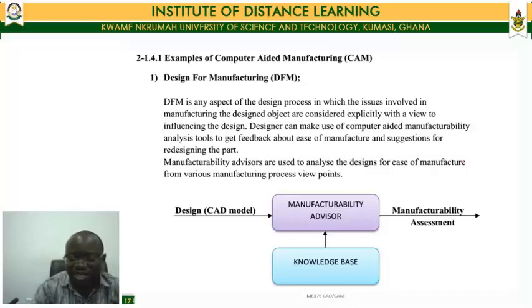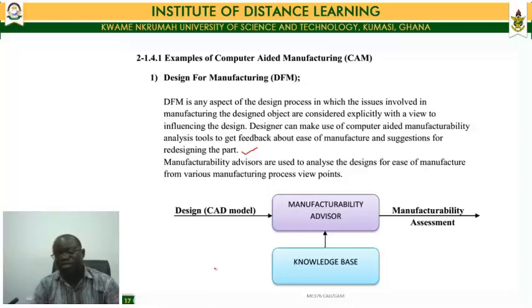So the designer will make use of a computer-aided manufacturability analysis tool to get feedback about the ease of manufacturing and suggestions for redesigning the part. In such a system, typically what you have is what we call manufacturability advisors being used to analyze the design for ease of manufacture and from various manufacturing process viewpoints.